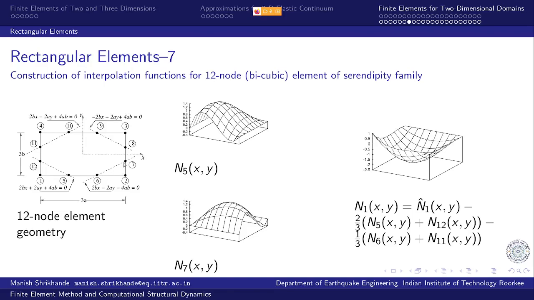Similarly, for node 7, we will do the same exercise, multiplying by zero of this line, zero of this line, zero of this line, and multiplying by zero of this line, joining node 9 and node 8. So that will take care of the vanishing condition at all nodes except node 7, and then again it will be normalized to have unit value at node 7.